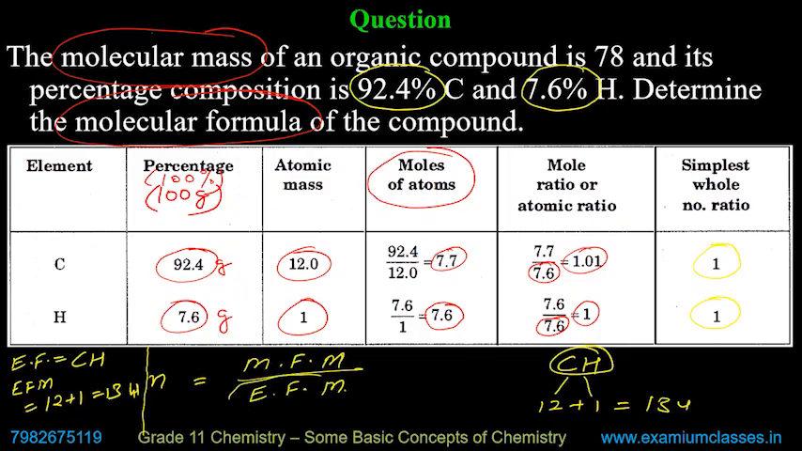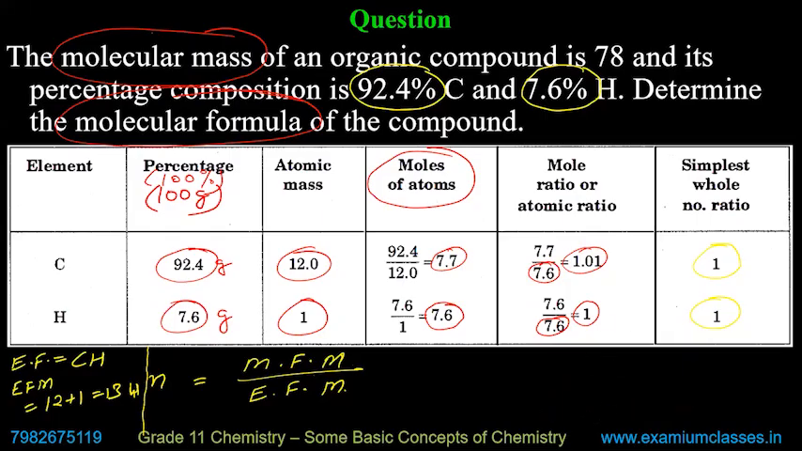So empirical formula mass is nothing but the molar mass of the empirical formula. Both of these are molar masses. Is that clear how we got the empirical formula mass? It is the molar mass of the empirical formula, which is 13.